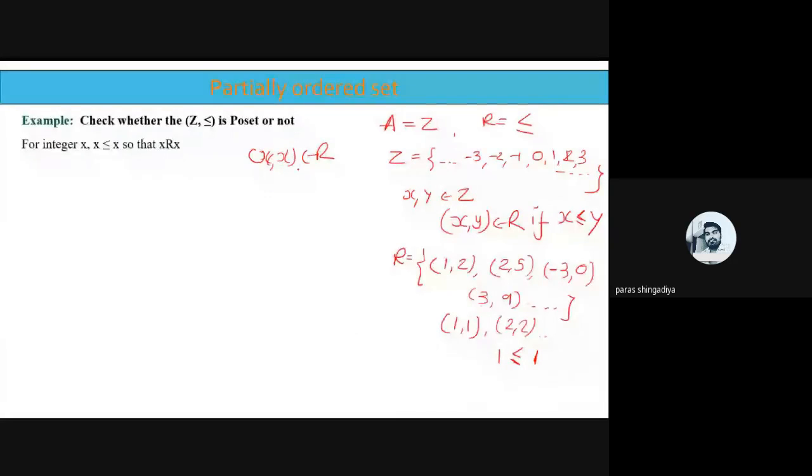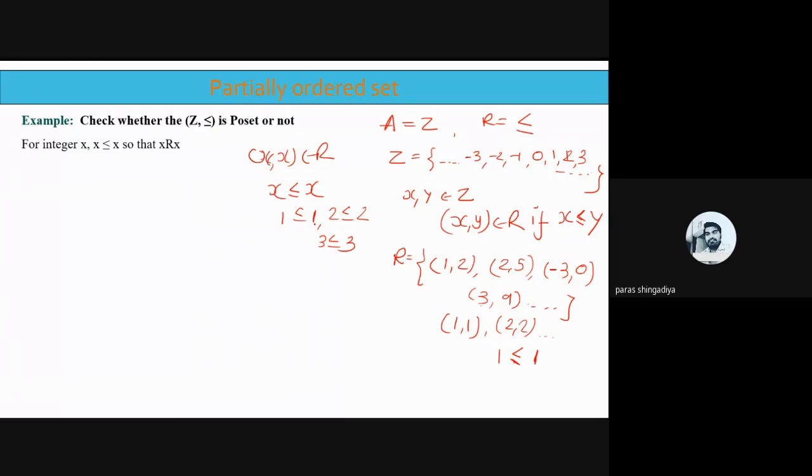So how can we write (x, x)? The relation is less than or equal to, so you can write x less than or equal to x. Now choose any x from Z. This condition will map as 1 less than or equal to 1, 2 less than or equal to 2, 3 less than or equal to 3. And that is true in mathematics because equality is mentioned between these two numbers.